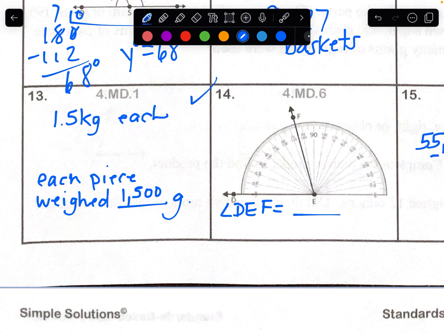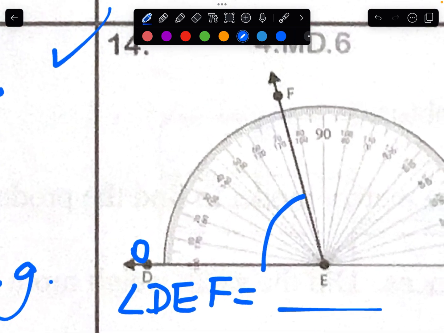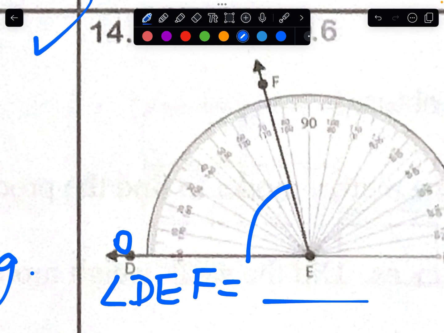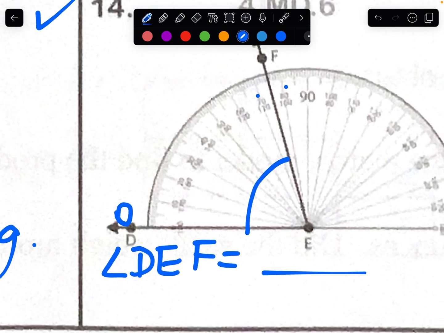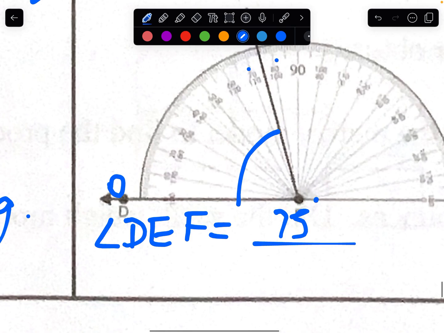All right, 14, angle DEF. You need to know this angle is acute. So when you zoom in to look at your numbers, here's 70 and here's 80. You have to use the smaller numbers because it's an acute angle. It's right smack in the middle. This is 75 degrees.